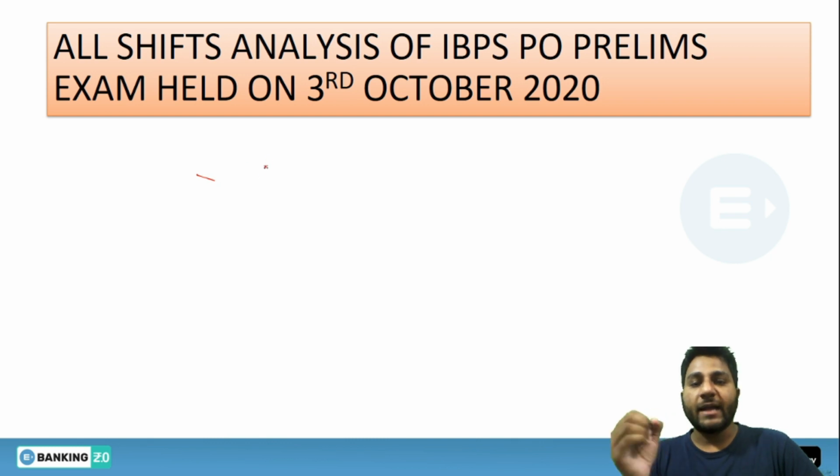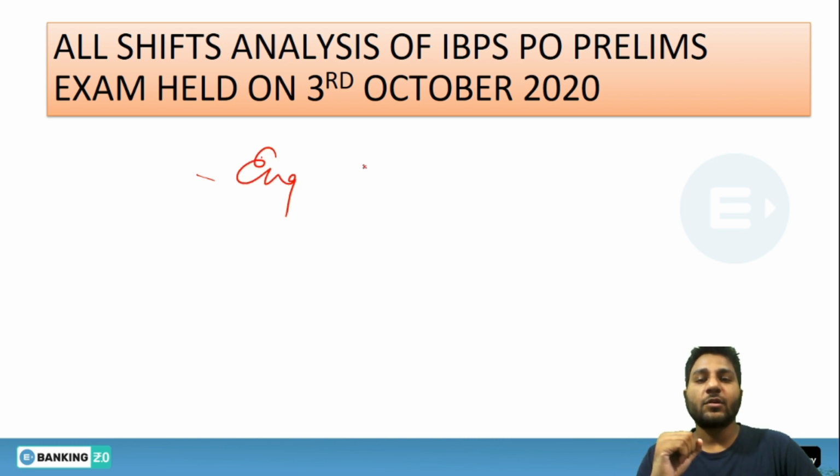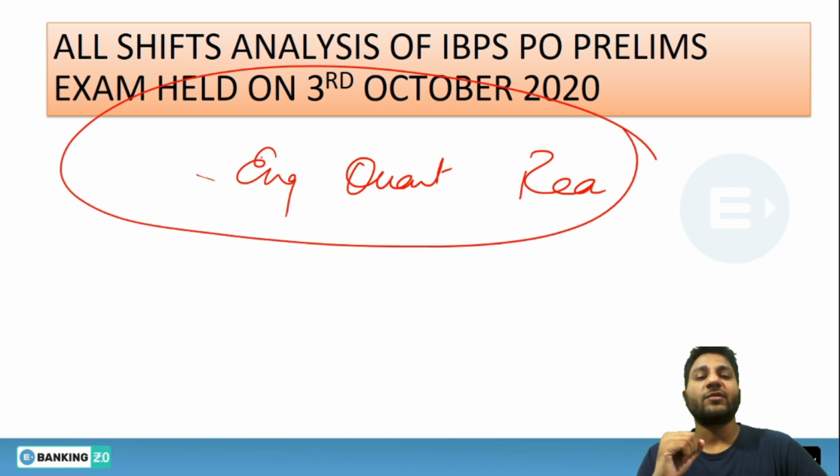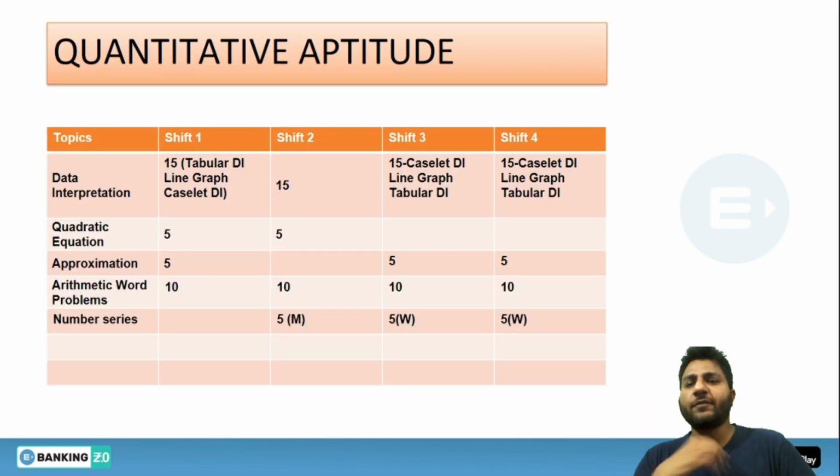You know that in this examination there are three subjects: English, quant and reasoning. So we have to analyze all three. Let's go ahead. First of all, let me elaborate on the quantitative aptitude analysis.